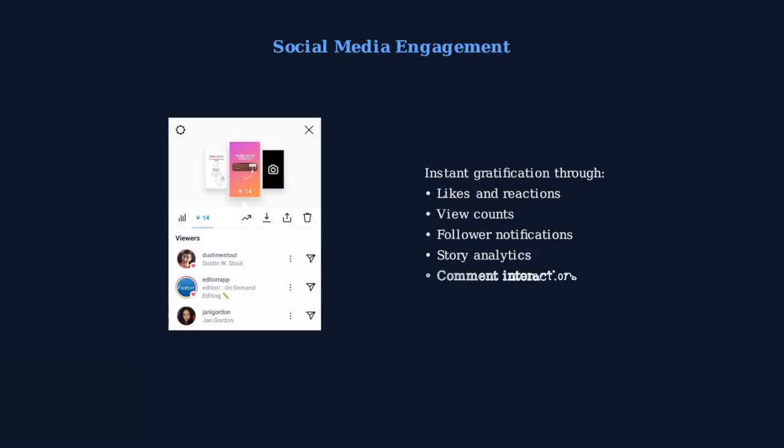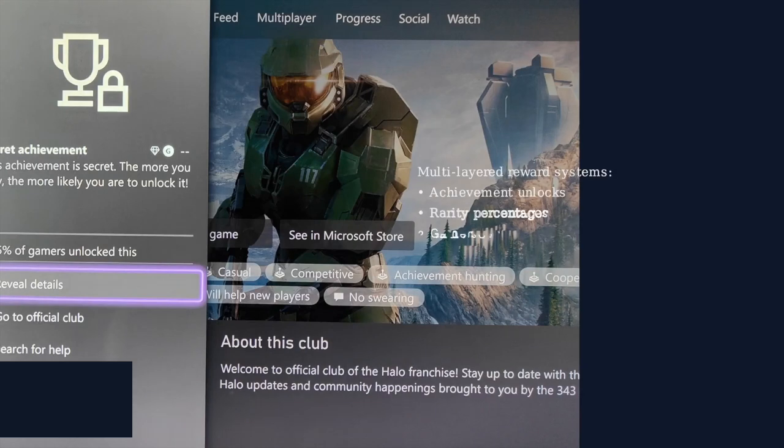Social media platforms have mastered positive feedback loops. Every like, comment, and share triggers a small dopamine release. Instagram even shows you who viewed your stories, turning passive consumption into active engagement tracking. Gaming takes positive feedback to the extreme. Xbox achievements, PlayStation trophies, and Steam badges create entire ecosystems of rewards. Some achievements are so rare that only a small percentage of players ever unlock them, making them incredibly valuable.